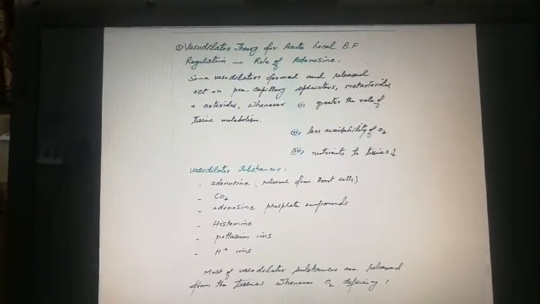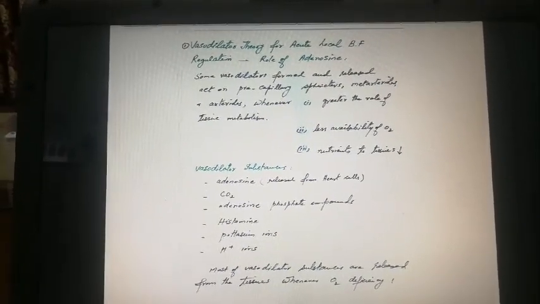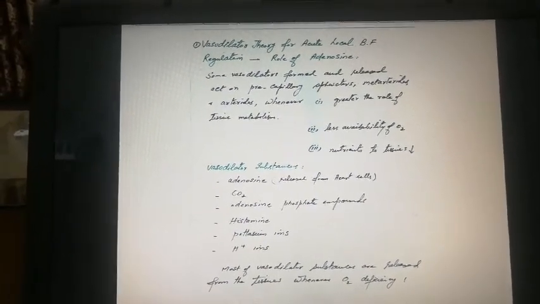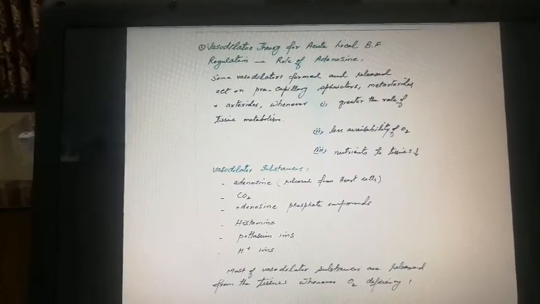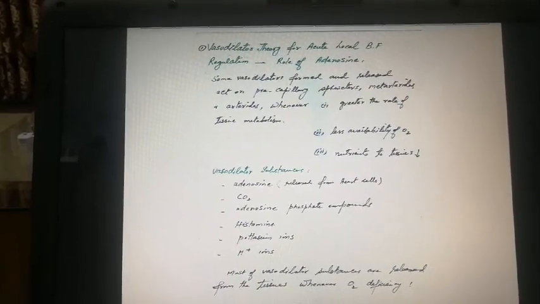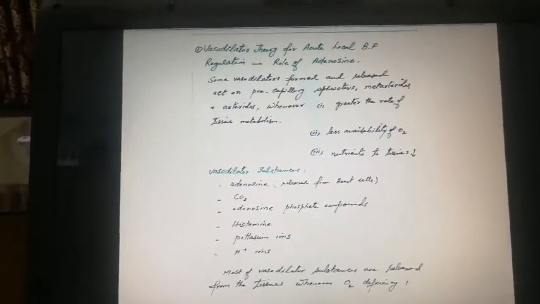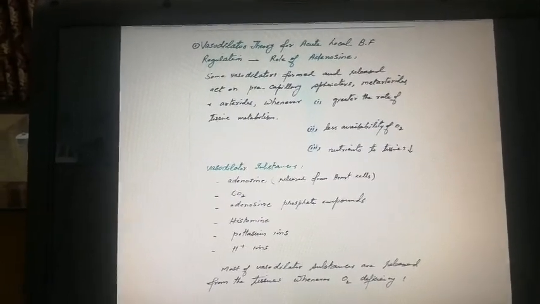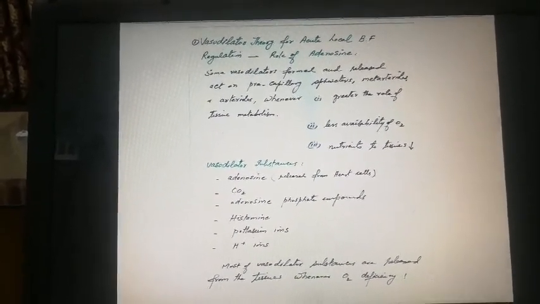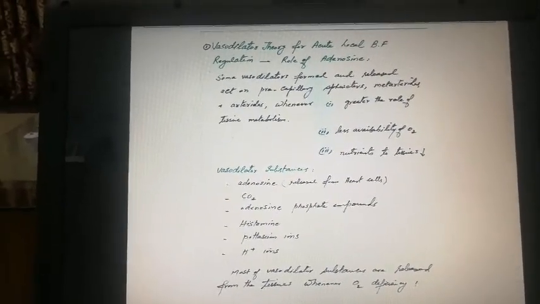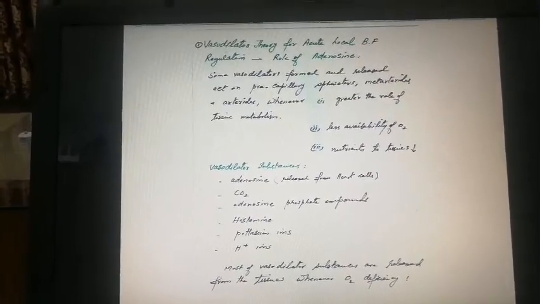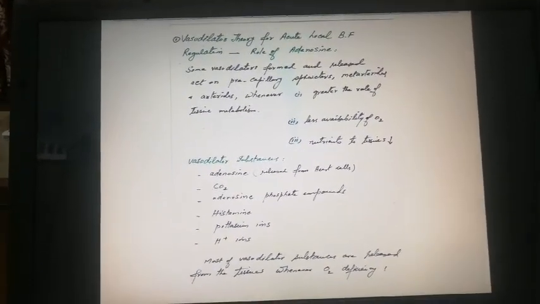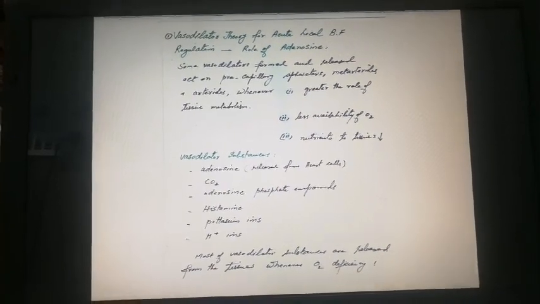Other examples of vasodilator substances include carbon dioxide, adenosine, histamine, potassium ions, and H+ ions. Most vasodilator substances are released from the tissue whenever there is O2 deficiency. It's very simple. I have told you that when there is oxygen deficiency, there is more blood flow and more vasodilation. So when oxygen is less, carbon dioxide is more, because these two have an inverse relationship. So carbon dioxide is a vasodilator substance while oxygen is a vasoconstrictor substance. So this is our first part of local control of blood flow to the tissues.